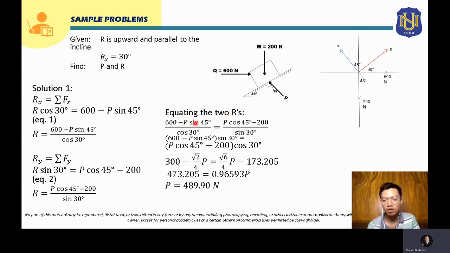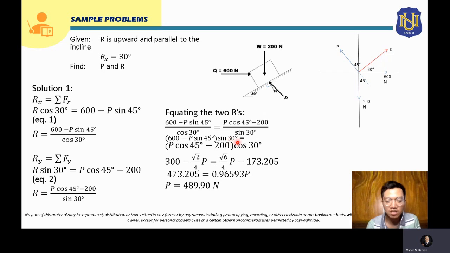Okay, so we can now solve for p by simplifying this. So simplifying our equation, let's just cross multiply. Sine 30 will be multiplied by 600 minus p sine 45 degrees, and cosine 30 degrees will be multiplied to p cosine 45 degrees minus 200. Okay, so let's multiply now 600 minus p sine 45 degrees times sine 30 degrees.